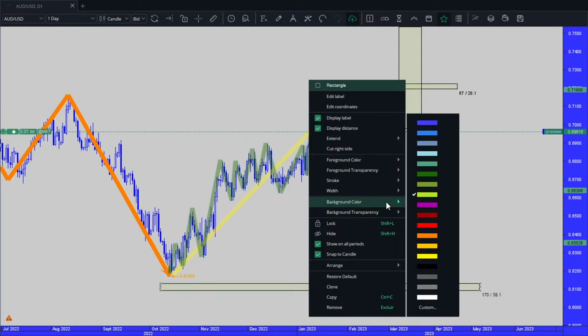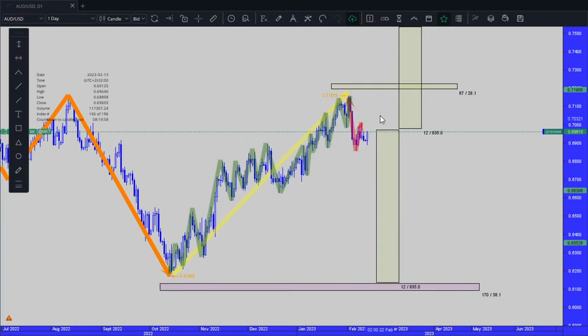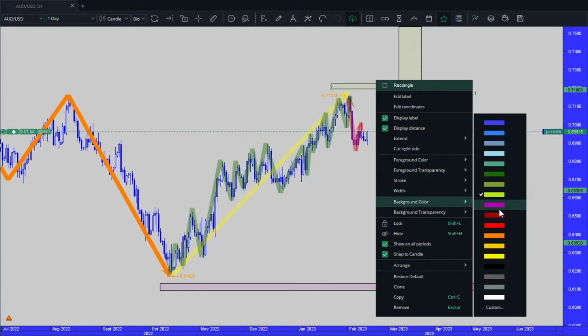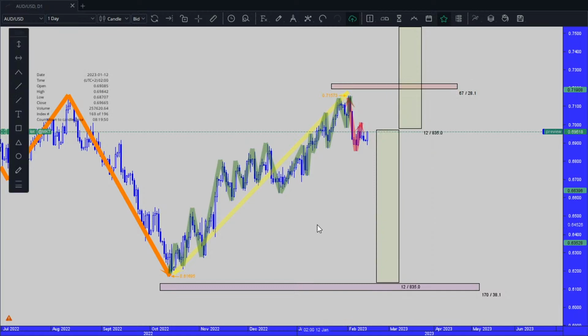In the meantime, I'm going to change colors in here. This is the stop loss to go long, and this is the stop loss to go short. There is no right or wrong. What do you think?